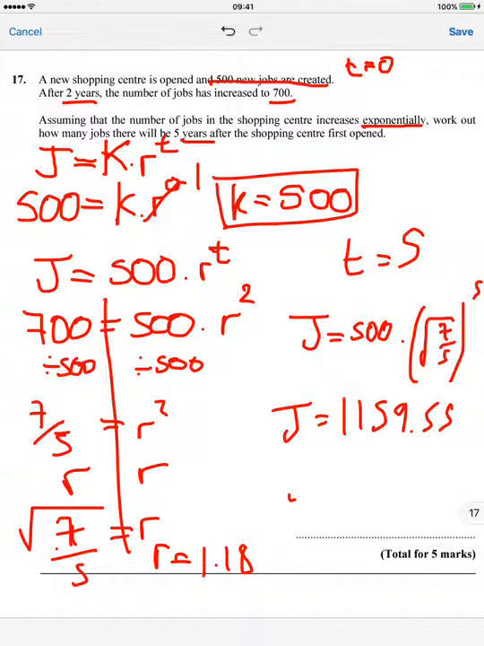Now these are jobs, so you can't get fractional amounts or decimal amounts of jobs, so you've got to pick a whole number here. The mark scheme will actually allow you to get both 1159 or 1160 as your answer, but it makes sense that if we're looking at the exact point 5 years after the shopping centre is first opened, we've not quite got 1,160 jobs available, so I'd say it's more sensible to give an answer of 1,159 jobs available, but you will get the marks either way.